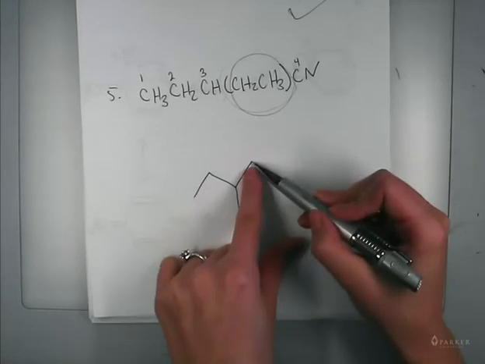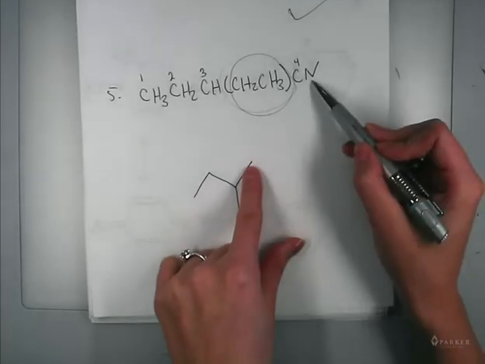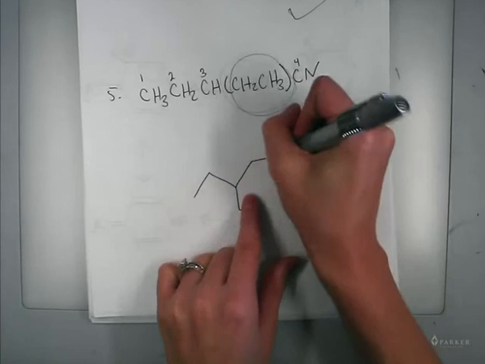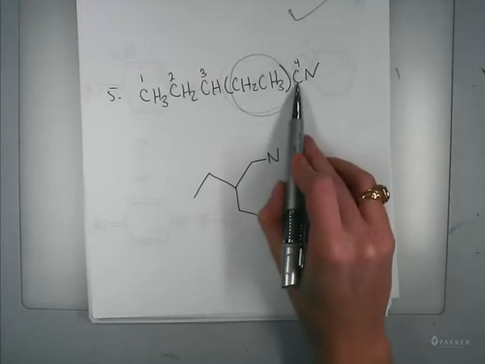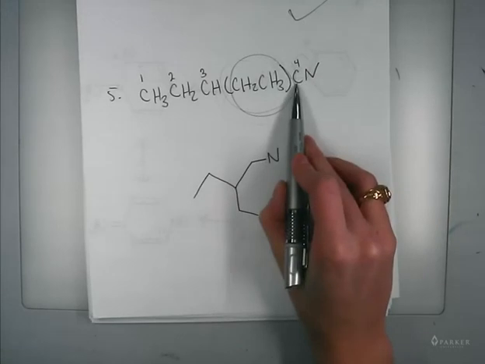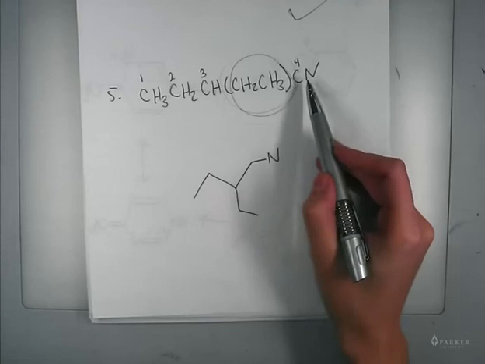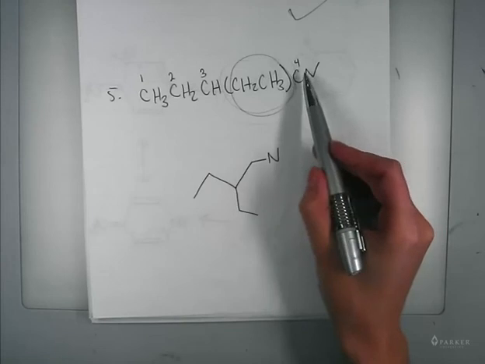Okay, and then off carbon 4, what do I have coming off here? Nitrogen. So I make a bond to N. And do you know how this is actually bonded? Do you see here that there's no hydrogens coming off? Yeah, it's a triple bond. If you see CN, it's going to be a triple bond. It's C triple bond N.